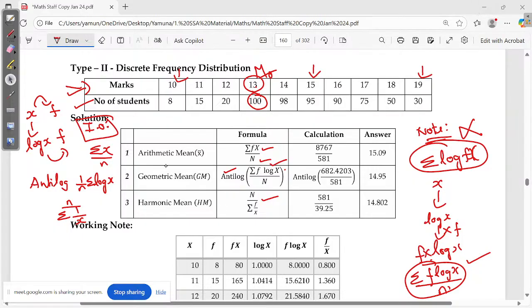You can start with the problem. First go for finding all the 3 means. Then we'll continue with the next unit.